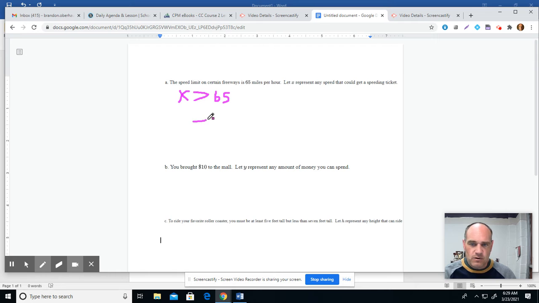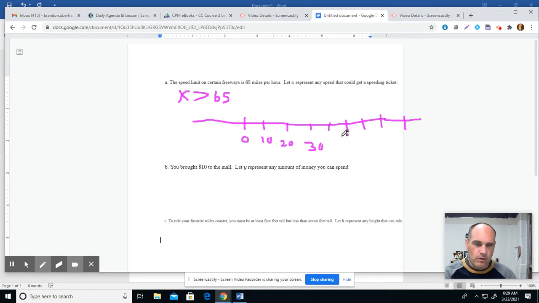All right, so let's do our number line. I'm going to go by tens this time to save myself a little bit of time. So I put my 0 here, and then this will be 10, 20, 30, 40, 50, 60, 70, 80, and so on. You can fill the rest of those in.